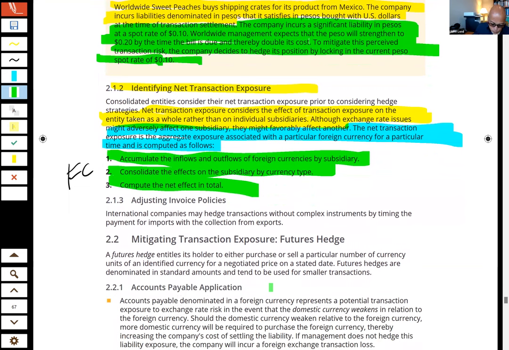All right. So we have these hedging tools. As I've mentioned, we can use a future hedge, and then we'll see the way a forward hedge will look. And then we're going to look at options and money market, the way we're going to mitigate the effect of our net transaction exposure. So let's take a look.